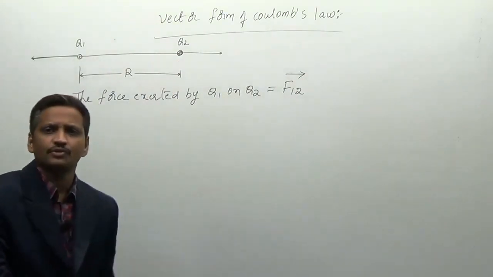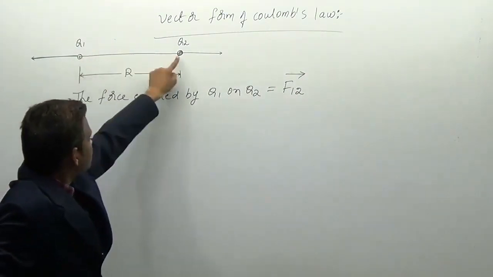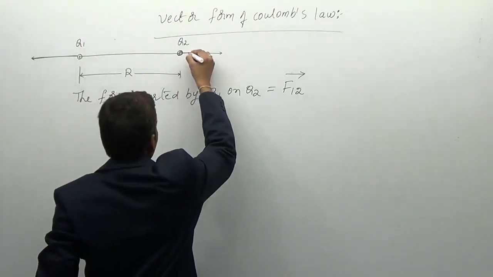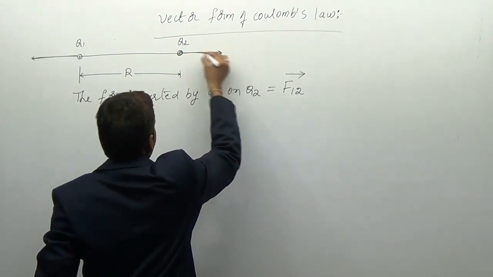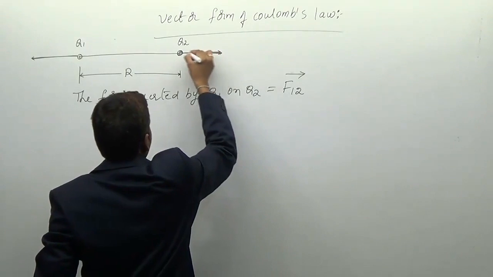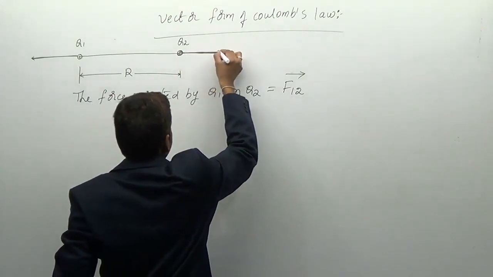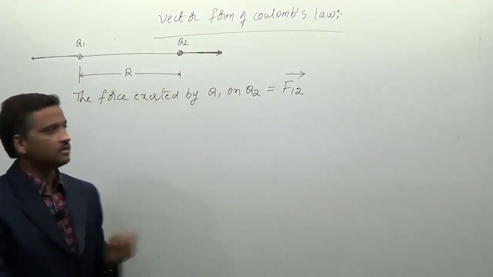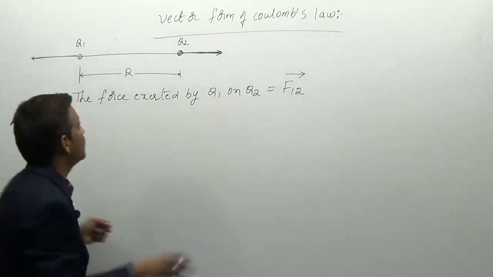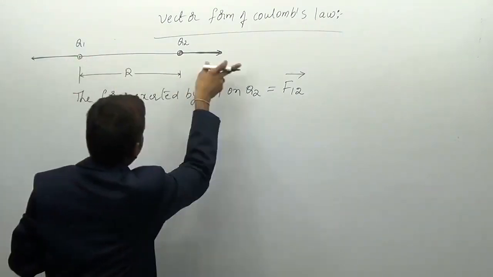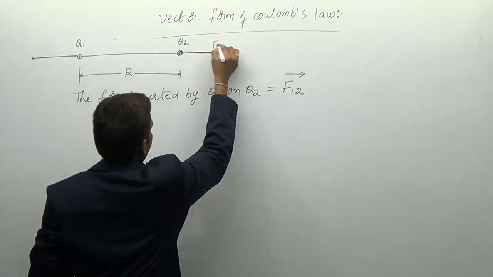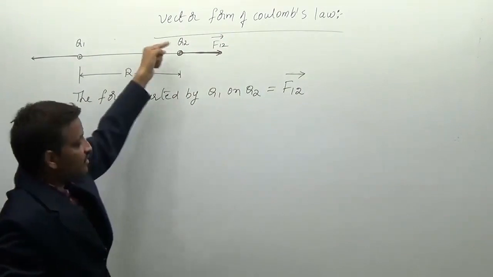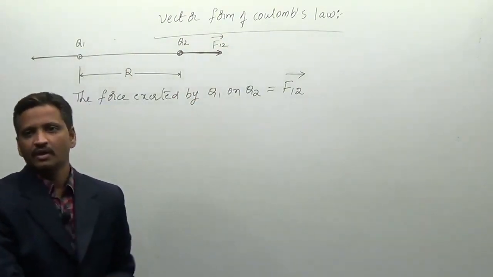Simply what we have to understand here is, when this is exerting force on this, it is pushing this charge Q2 so that it will be moving some distance along the line joining them. This charge is, let's say, moving in this direction because this is exerting force on this charge Q2. That is the meaning of F12. F12 is in the direction in which Q2 is moving. That is the direction of F12.